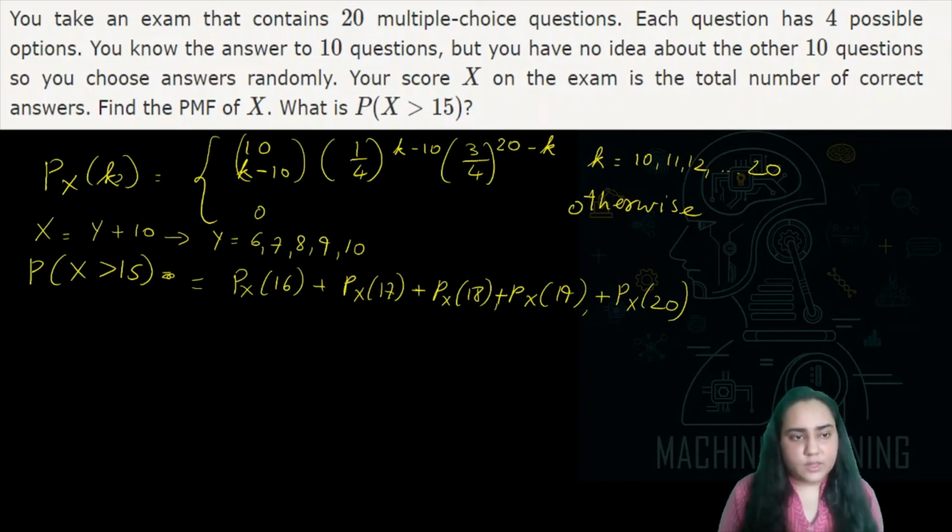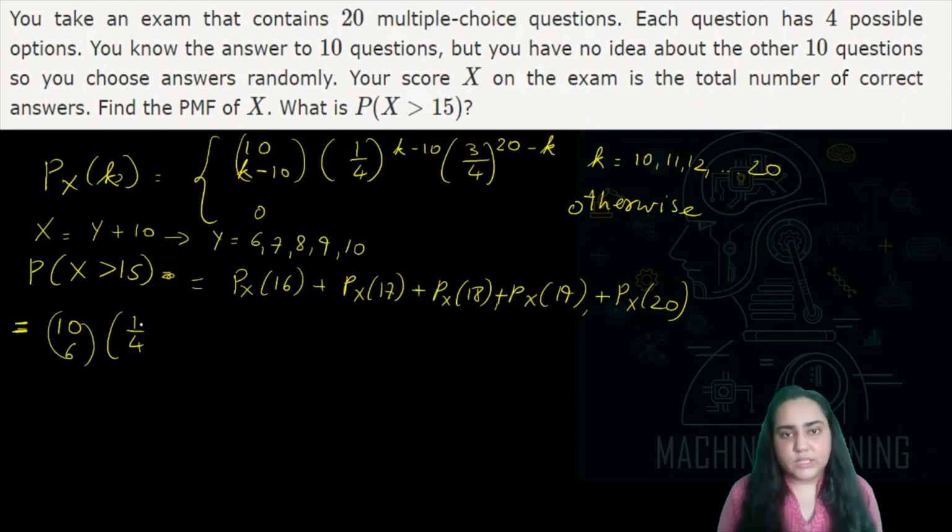Okay, so what does that mean? I'm just going to put the equal to sign here because I don't want to cover what I'm writing. So you just have to apply all this into your PMF of x that you created, right? So it's very simple. The first term is going to be 10 choose, the value of k is, of course, 16. So 16 minus 10 would give you 6. And then 1 by 4, what would that give you? K minus 10. The value of k is 16 again. So 1 by 4 raised to 6. The other one is 20 minus 16, which will be 4.